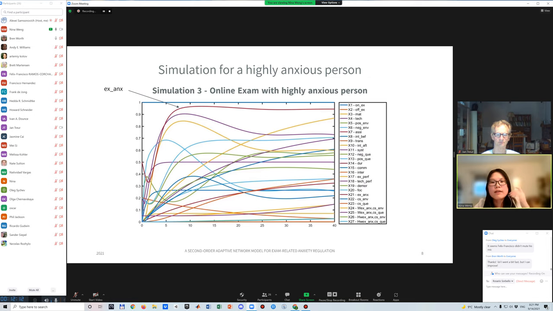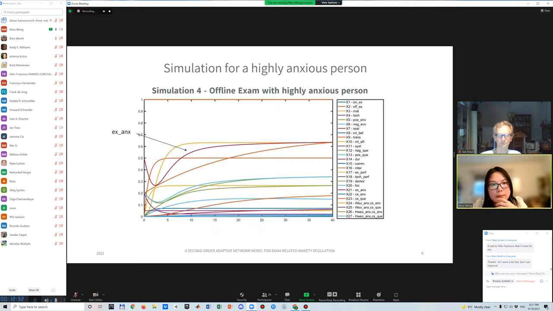Compared to the people with the average anxiety level, their exam anxiety level also rose a bit more quickly. That is because the control states here stay at quite a low value. The same situation also happens for the offline exam setting, where, just as in the previous simulation, the anxiety level for the offline exam is a little bit lower than for the online exam because people are more used to this kind of exam setting.